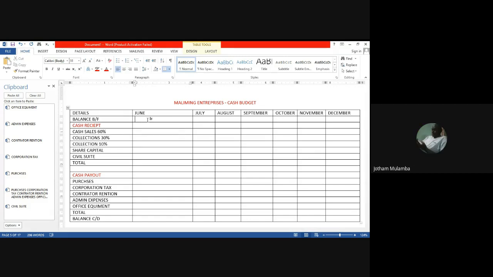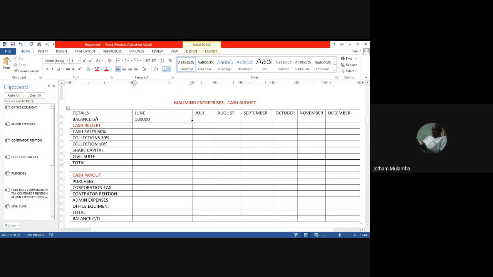Now, balance brought forward. As you have said, we follow the instructions. Cash in hand at the end of May 2016 will be 180. That means when you start off on 1st July, the balance that we closed with will be the opening balance. So we record here 180.